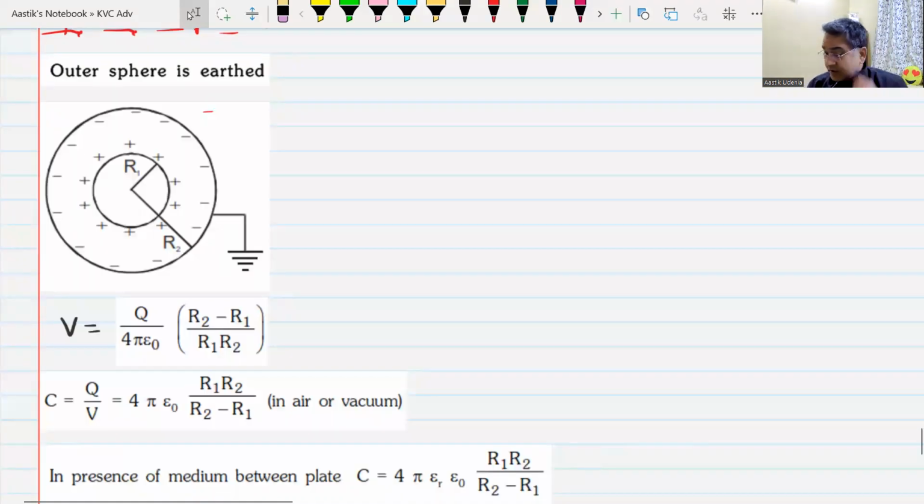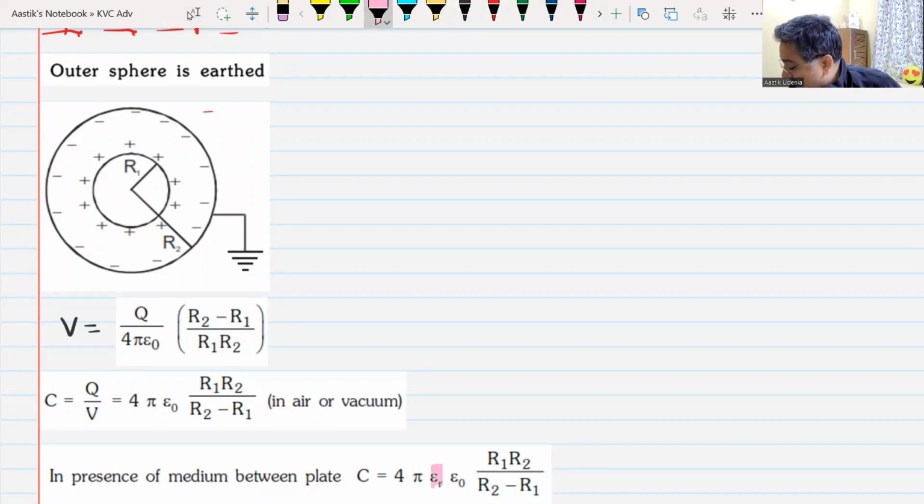Okay. If there is a medium in between, this epsilon r or k comes here. Do we see this? Yes, sir. Now, there could be another case here where the inner sphere is earthed. If the inner sphere is earthed, then the diagram looks like this. The inner sphere is earthed.